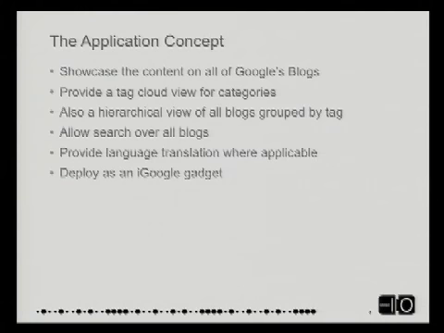So we prototyped some ideas, and we said, well, why don't we do a tag cloud? Even though that's so 2005, I said, let's do a tag cloud based on the categories. For example, mobile, Android, developer, public policy, advertisers, things like that. But we also want to provide a hierarchical view of all the blogs, again, based on these tags. We want to allow search over the blogs, and that presents an interesting problem, which we'll talk about in a little bit.